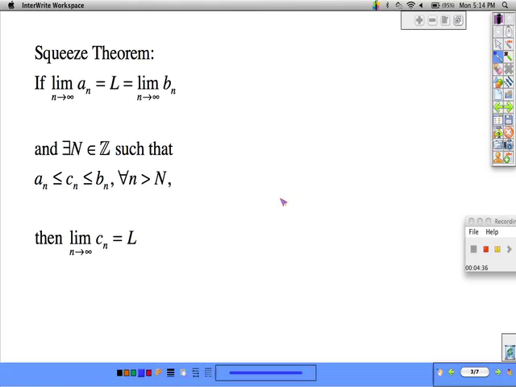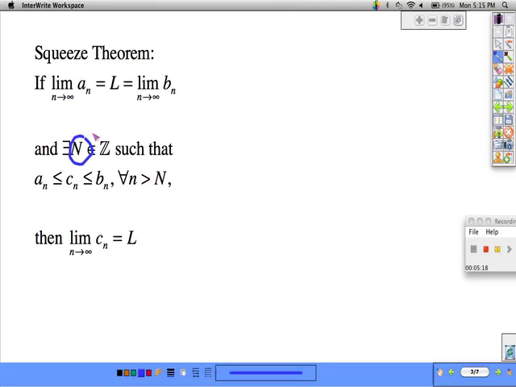There's another test that we can use called the squeeze theorem to tell if something converges or not. And what it says is that if two sequences, a sub n and b sub n, as n gets really big, are the same. They're equal to L. And there exists some N in the integers such that a third term will always be in between the terms of a sub n and b sub n for all values of little n greater than this number.